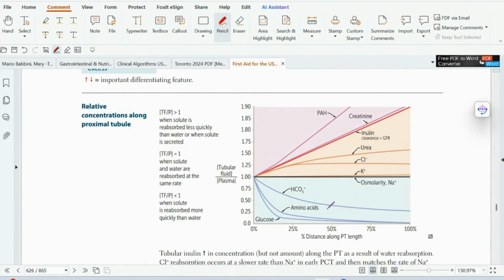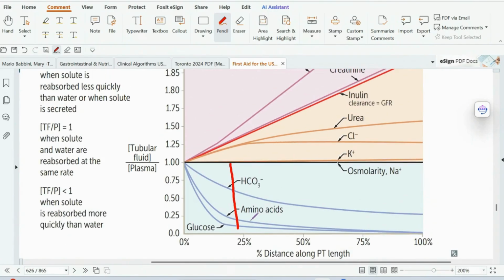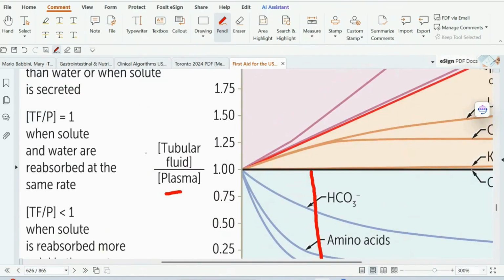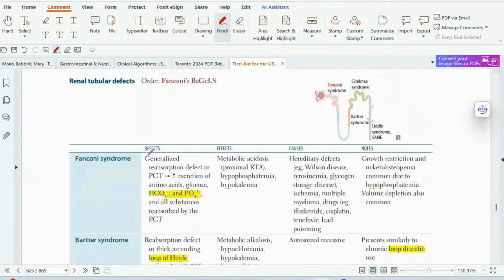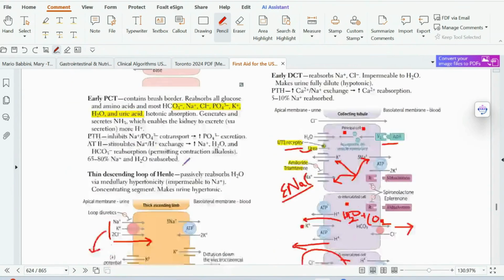Now, this diagram right here: percentage distance along the proximal tubule length. As you see, most of the glucose, amino acids, and bicarbonate is very easily and very early absorbed. That's what this means. Now I'll explain the whole ratio. What you're seeing here is how much of it is in the tubule versus how much is in the plasma. That's what they're comparing.